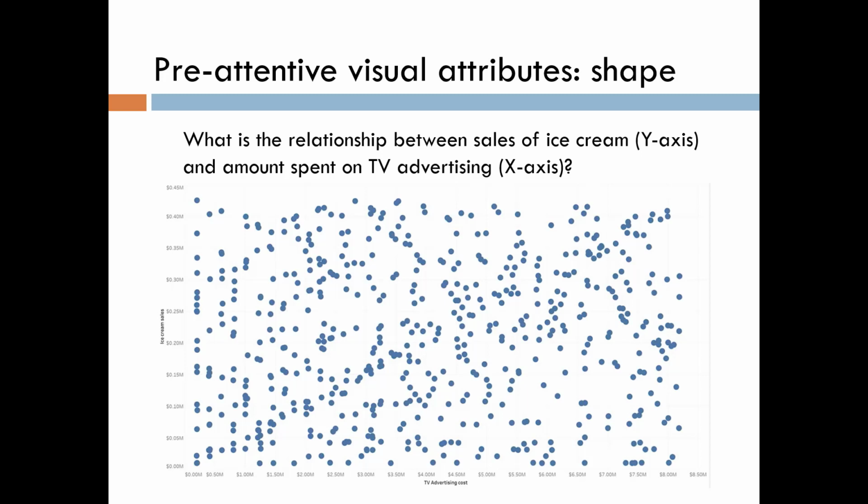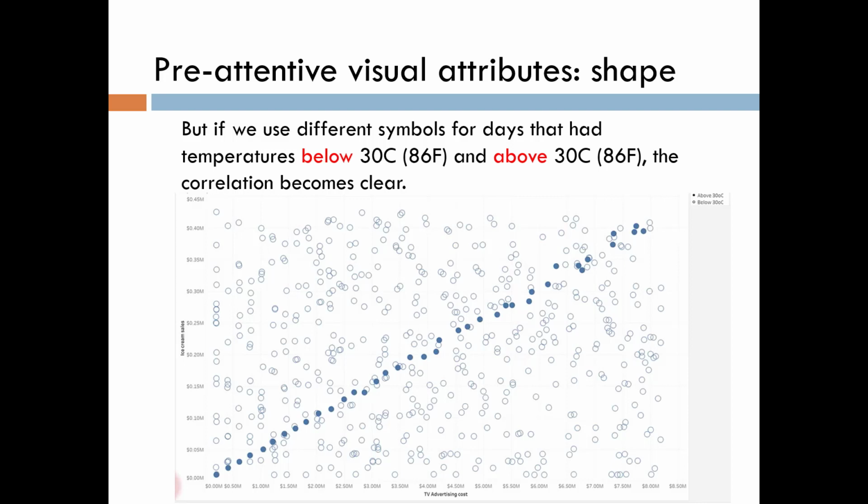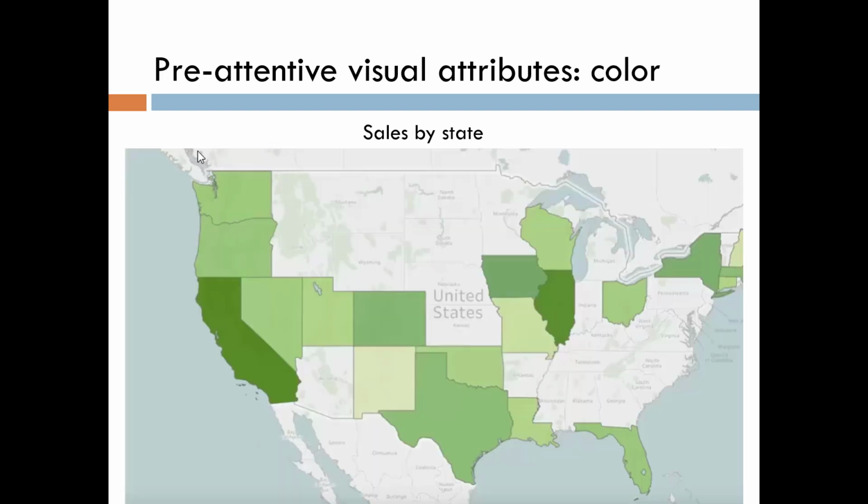This scatter plot shows the relationship between ice cream sales on the vertical axis and expenditure on TV advertising on the horizontal axis. Looking at this, it seems apparent that there is no relationship between the two variables. But if we add more information to this chart, it becomes crystal clear that there is a relationship between sales and advertising. We need to distinguish between hotter days and colder days, defined as days where the temperature was either above or below 30 degrees Celsius. If we assign a different shape, a filled-in circle as opposed to a hollow circle, to observations on hotter days, the relationship immediately jumps out at you.